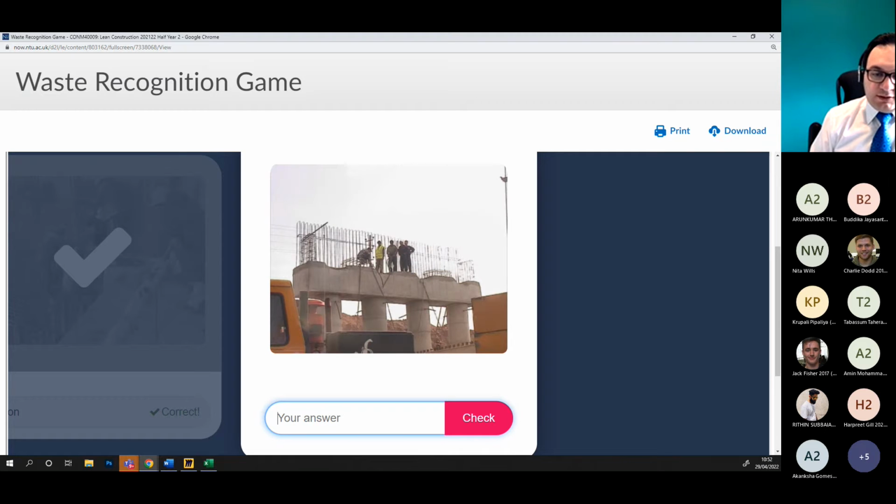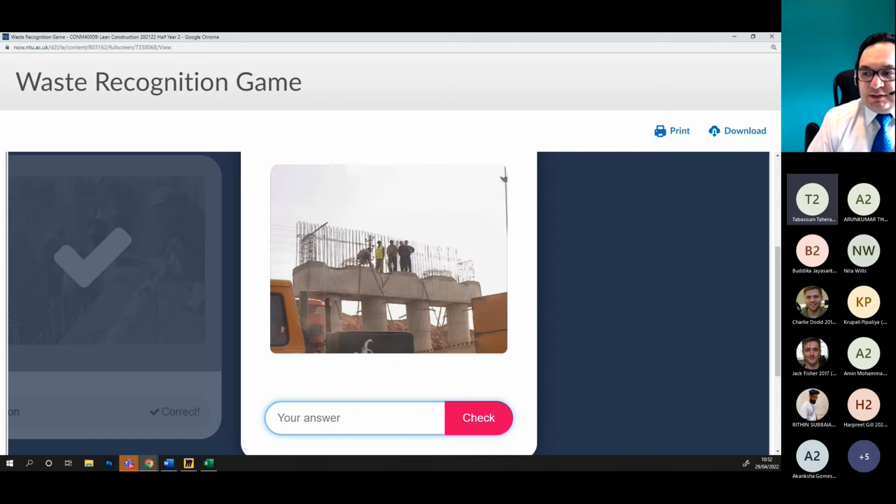Unused skills. Tabassum, why unused skill? Because people are standing there without doing anything, maybe they're waiting, or they don't have to do anything. Yeah. So it is unused skill or waiting, both actually, in this scenario. Waiting is obvious. So they are waiting for concrete in this photo, I think 2 hours waiting for just concrete to arrive.